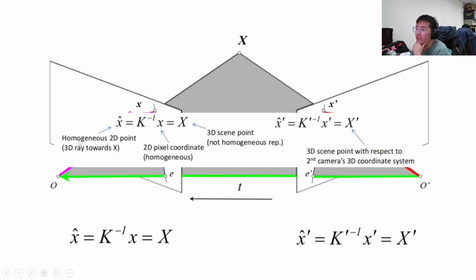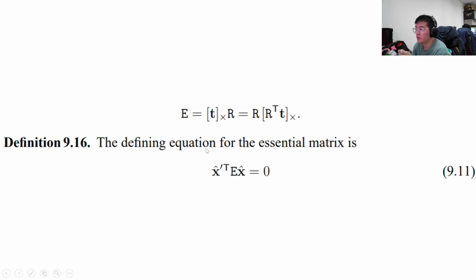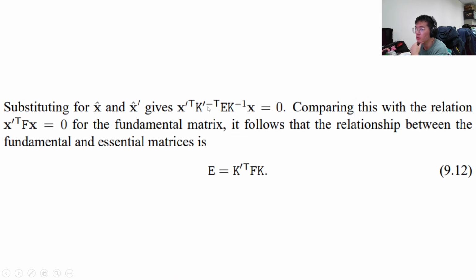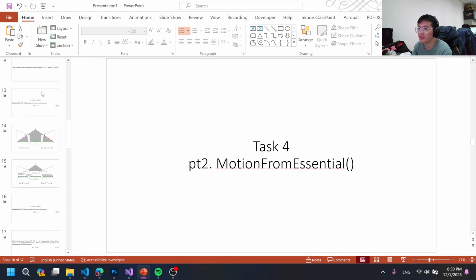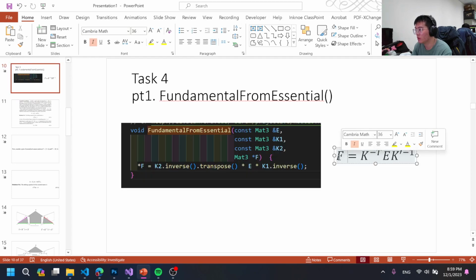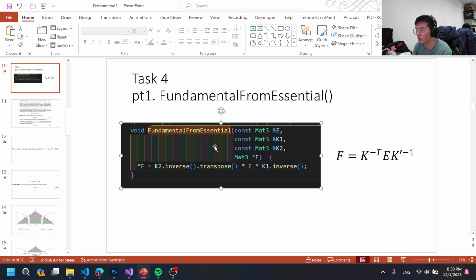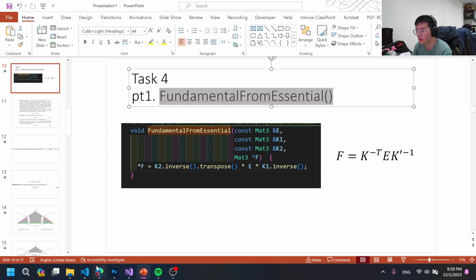So x is basically our homogeneous 2D point, and K inverse x is the normalized coordinate, and then there is x dash, which is the point with respect to the second camera. Then using that formula, we substitute x hat and x hat dash, and we get the formula for the essential matrix. And then we just go back to our original formula, and that's how we got our fundamental matrix formula, and it's what they have just applied in the fundamental from essential function.